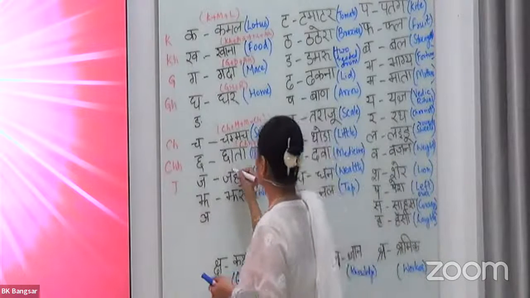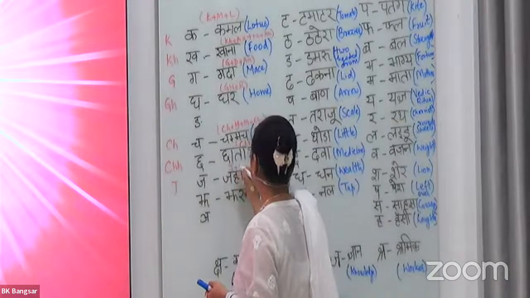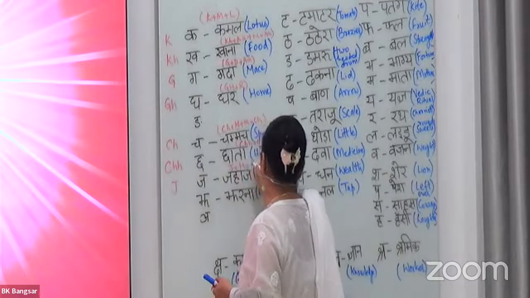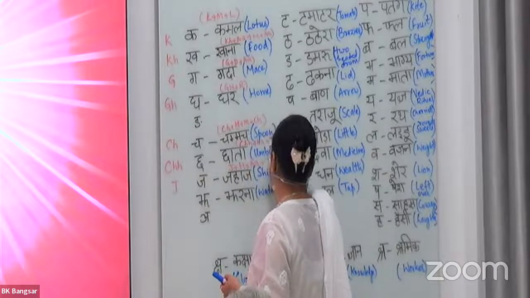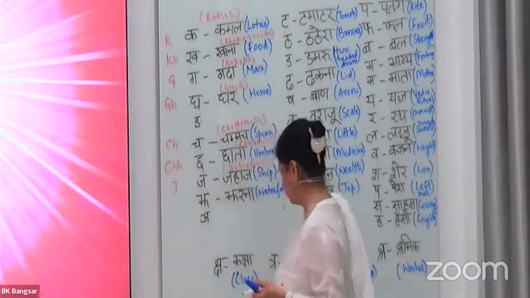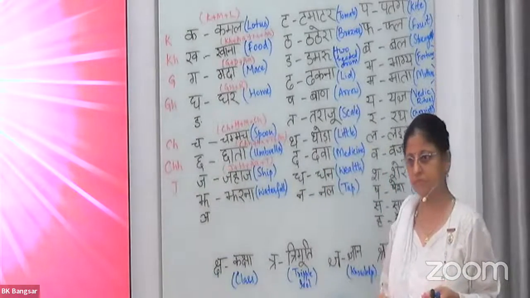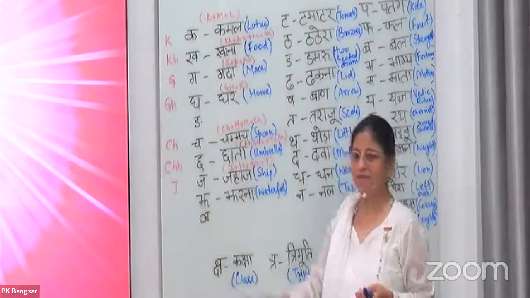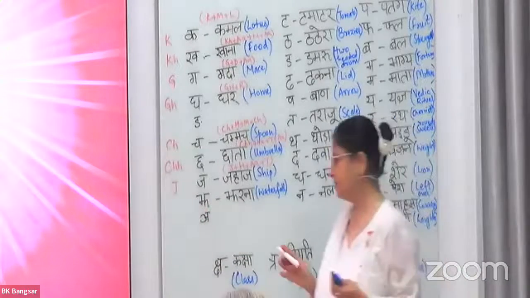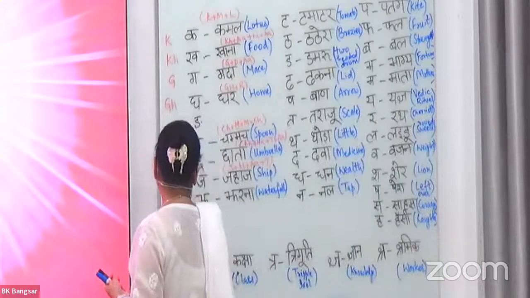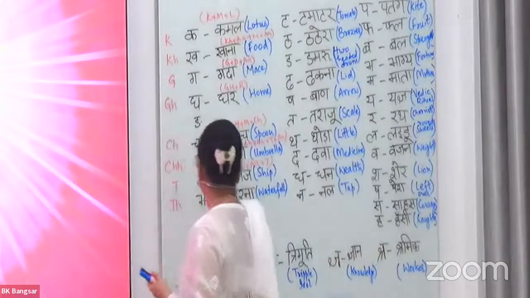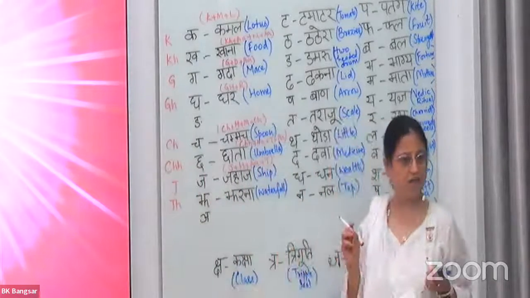Jahaj. So, j, h, a, j. Jahaj. Ship. Then is ja. Jharna.